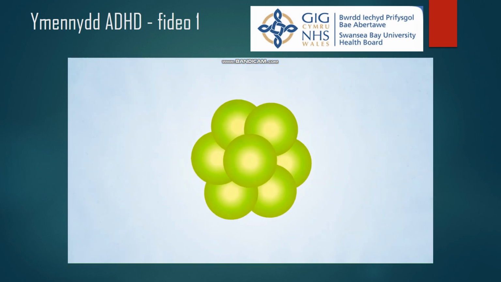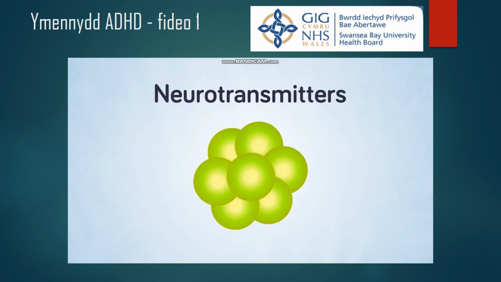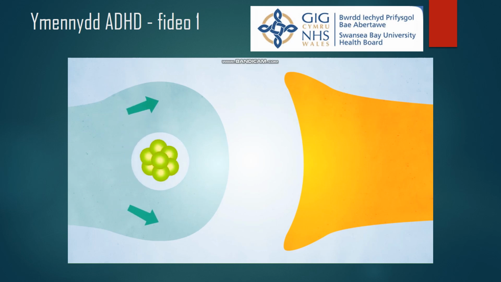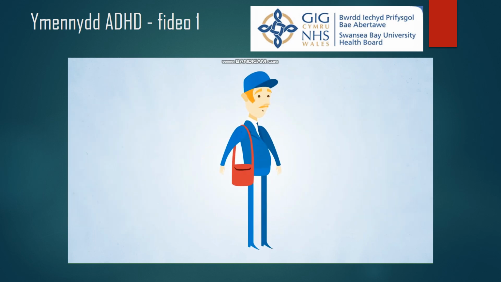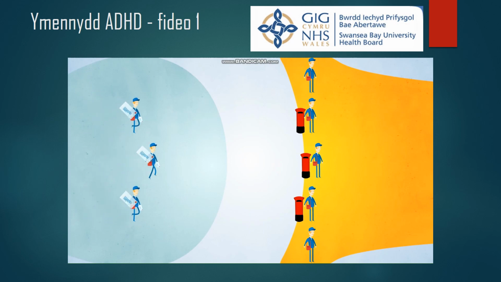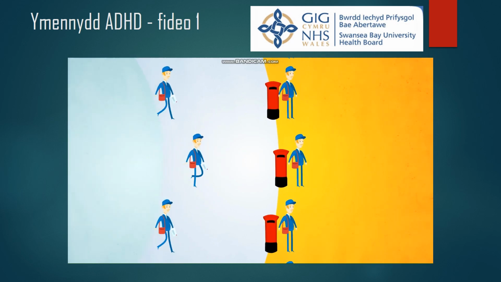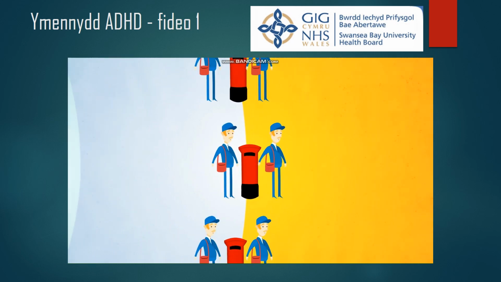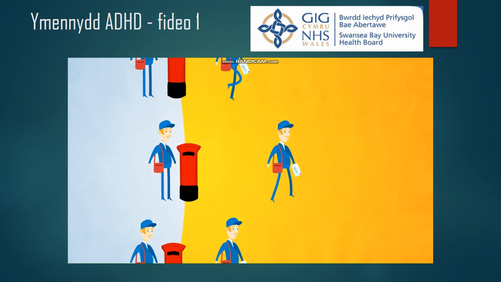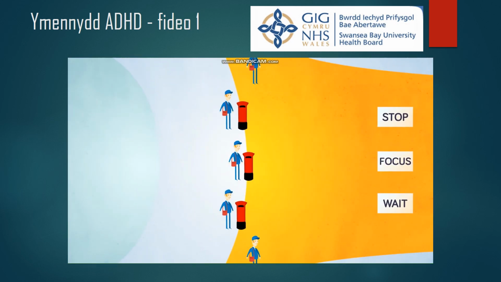We need chemical messengers, neurotransmitters called dopamine and noradrenaline, to transfer messages from one nerve cell to another. Let's call them postmen. The postman would start from the first nerve cell, cross the bridge, knock at the door of the next nerve cell and drop the letters, messages, through the letterbox. The same process continues to another nerve cell, and this is how messages travel around the body.